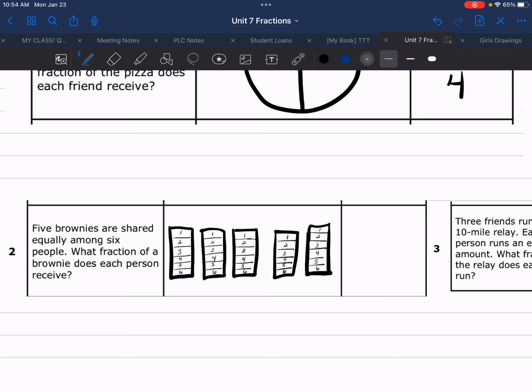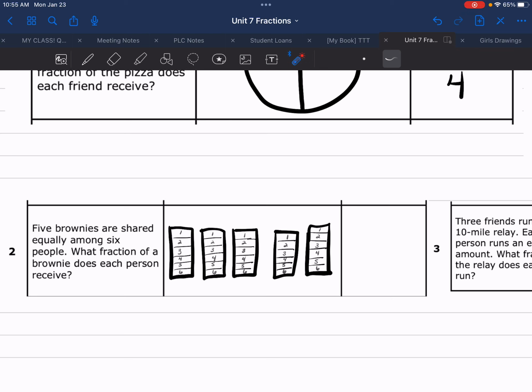So make sure that what you've drawn matches the picture. It says 5 brownies. We got 1, 2, 3, 4, 5 brownies. And then it says it has to be shared equally. And we're going to pretend like Miss G drew these sections equally among 6 people. So each person is going to get a little piece of each brownie. Okay? And then it asks, what fraction of a brownie does each person receive?